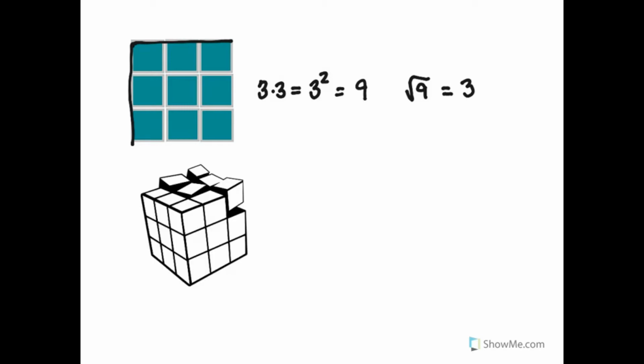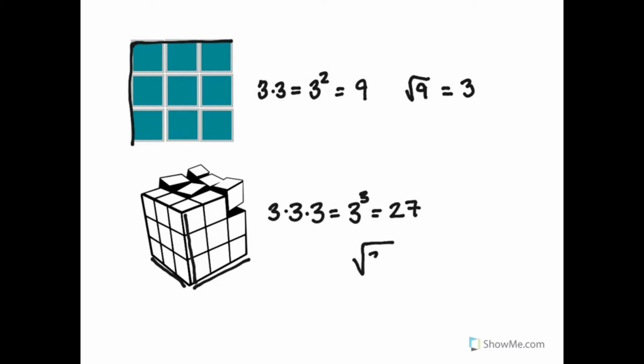A cube that has length 3, width 3, and height 3 has volume length times width times height. That's why it's called a cube. 3 cubed is 27. If I want to get back from 27 to the side of a cube, I write the little 3 in the crook of the root sign. And now I have the cube root of 27 is 3.